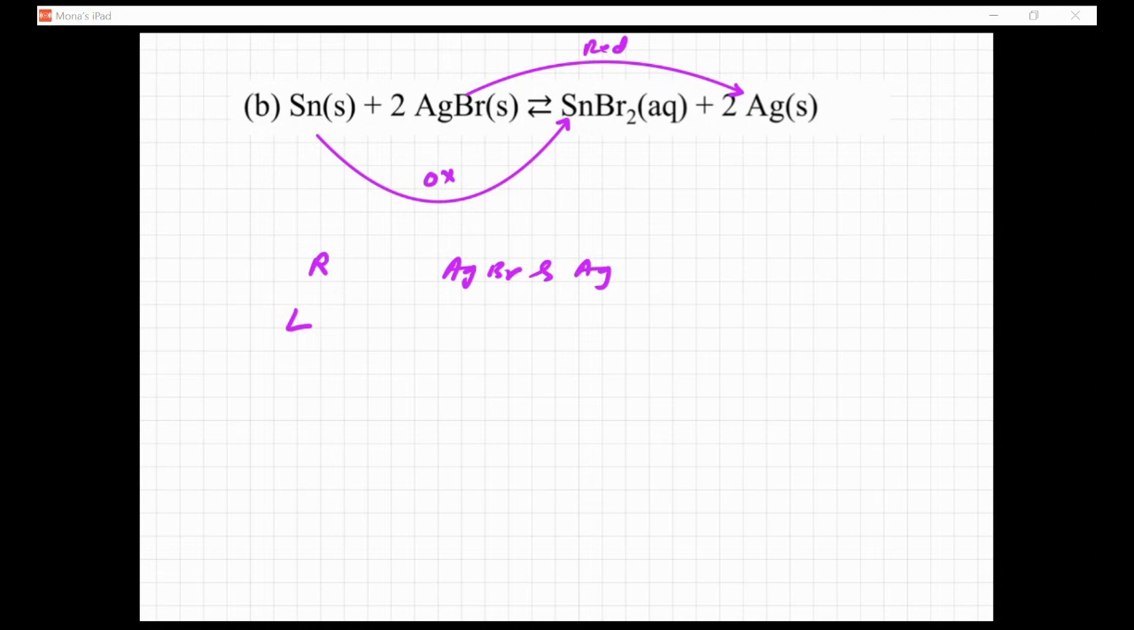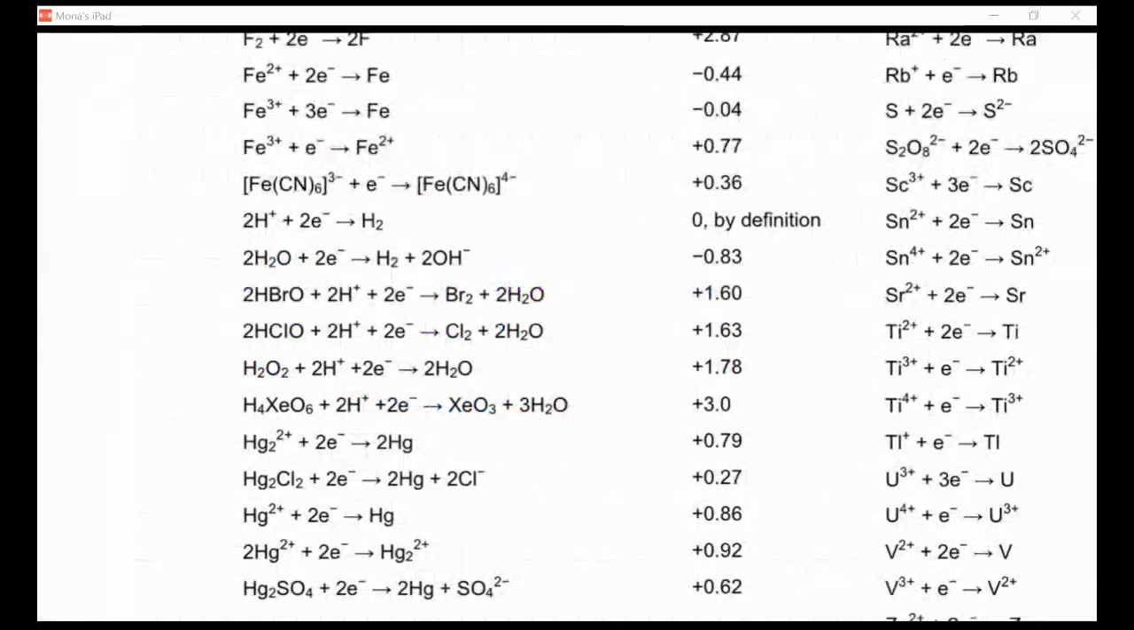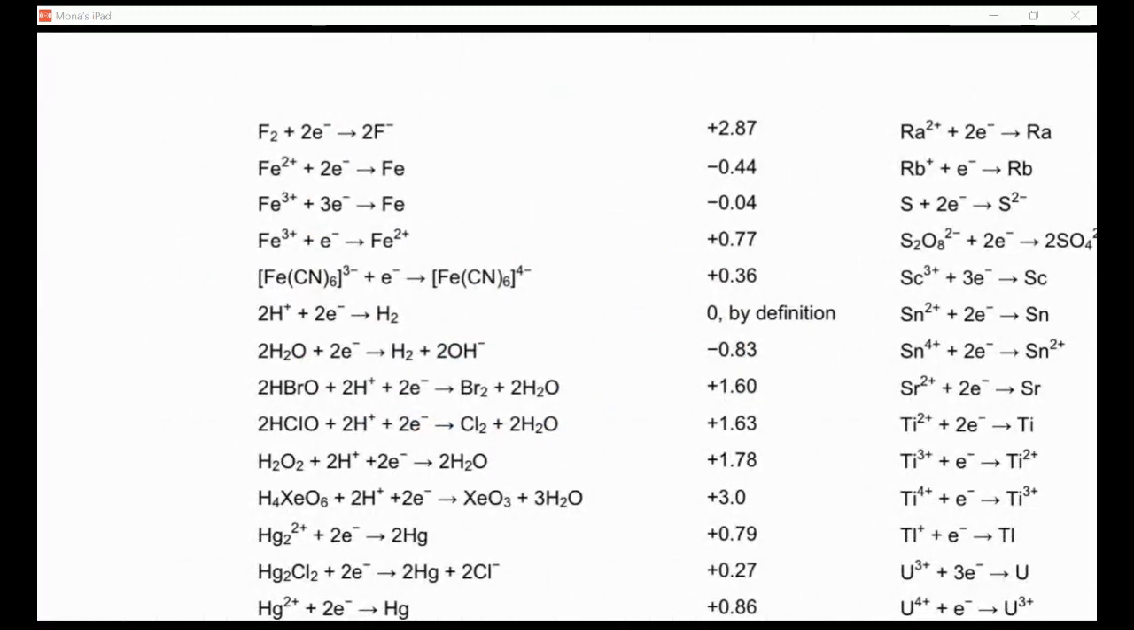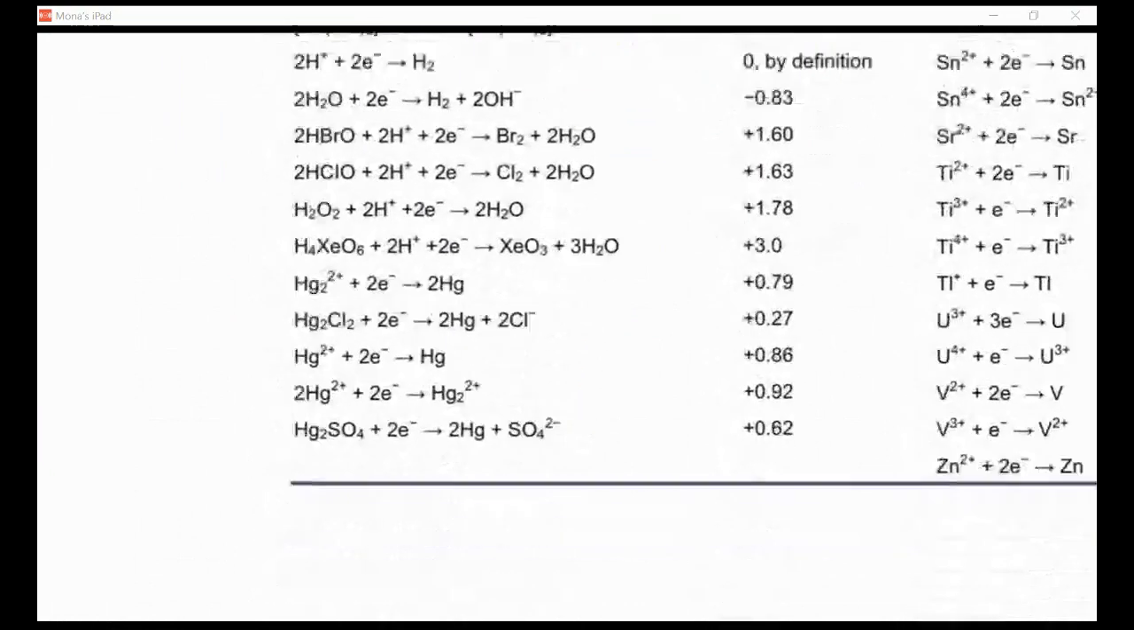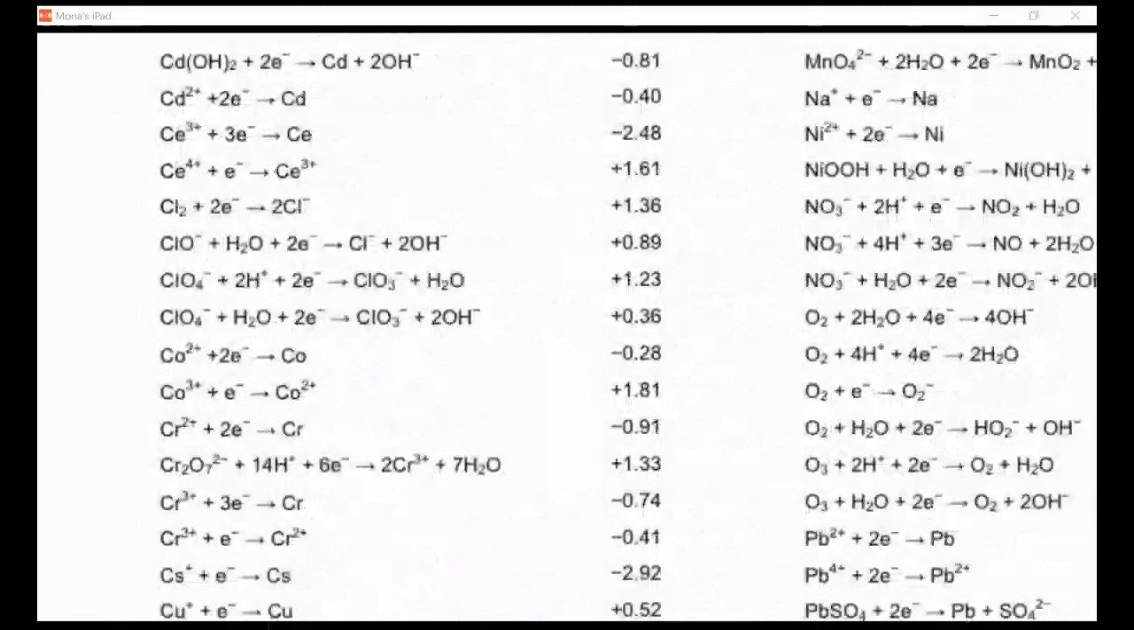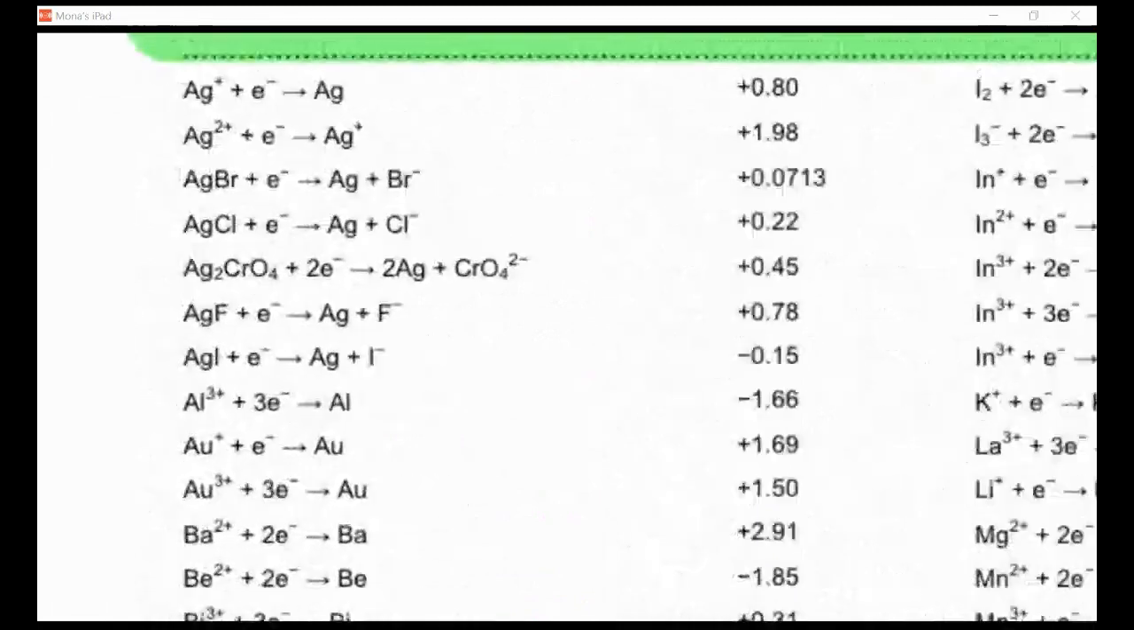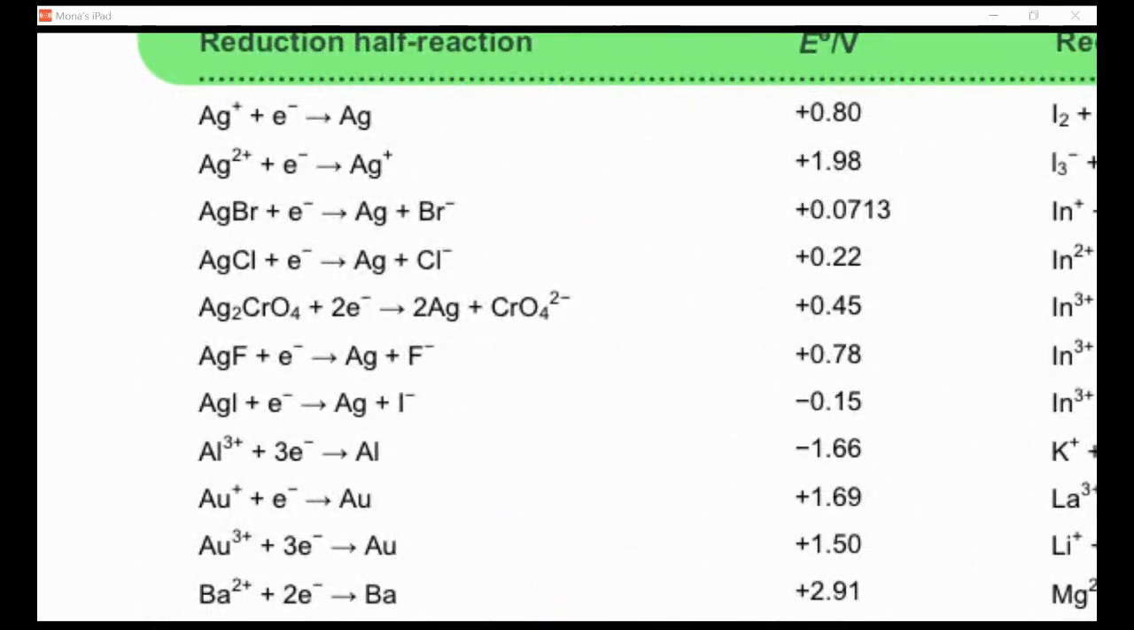And then we have on the left, I have Sn and SnBr2. So do we have these in the table? Let's go to the table. We look at the first one, AgBr and Ag. Let me put them there. So this is what I have. Do I have AgBr and Ag? Let's see here. We have here AgBr and Ag. Yes, we have it.